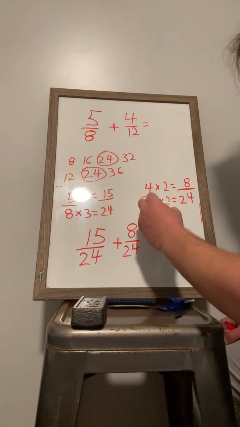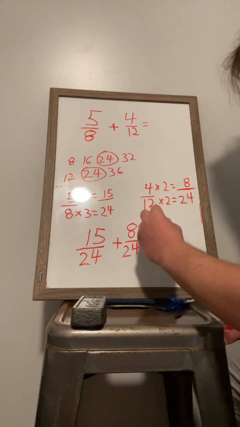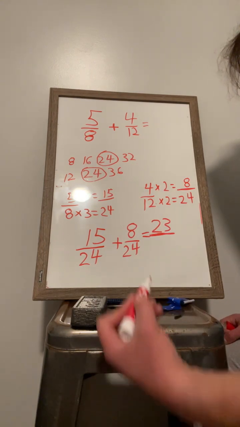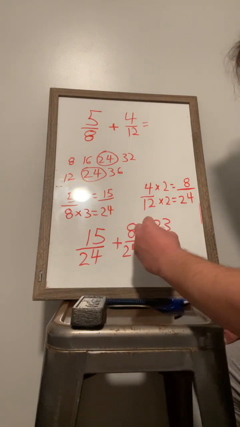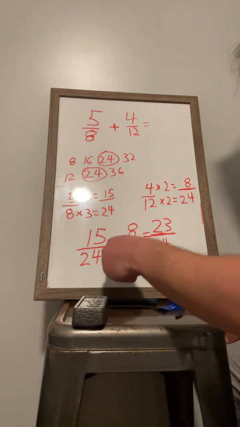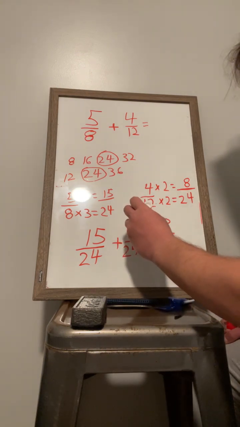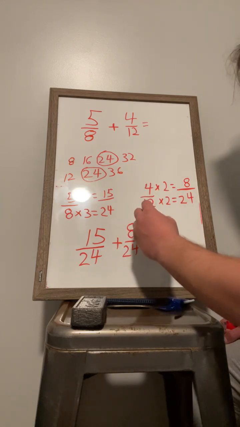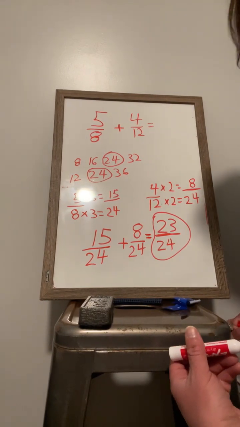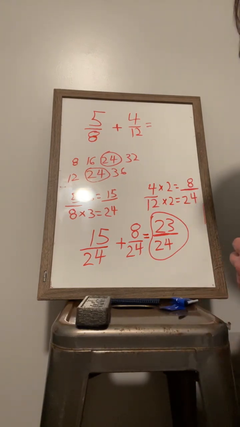So 15 plus 8 equals 23. The denominator stays the same, so we have our answer. 15/24ths plus 8/24ths equals 23/24ths. 23/24ths is our answer, and there is no way to simplify it and put it into lower terms than that. So we have our answer, 23/24ths.